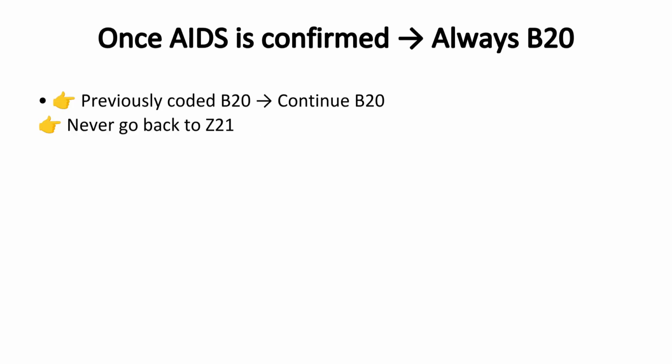Let's understand a very important rule in HIV coding. Once a patient is diagnosed with AIDS and B20 has been assigned at any point, we must continue to assign B20 in all future visits. Even if the patient does not have any HIV related condition later, we should not go back to Z21. So remember, once AIDS, always AIDS in coding.